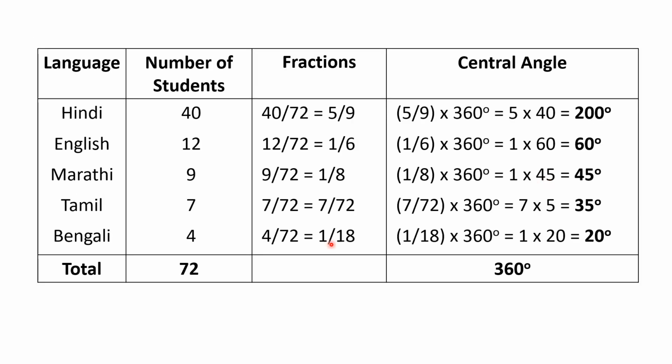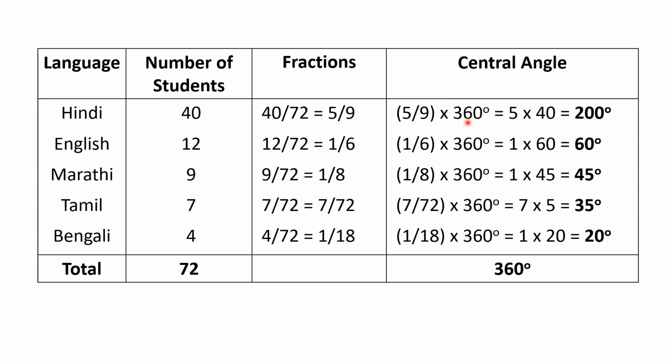So we make a table of 4 columns. The first 2 columns are the same as given in the question: language and number of students. Then we take the fractions. Fractions means each item divided by total. So 40 by 72 is equal to 5 by 9, 12 by 72 is equal to 1 by 6, 9 by 72 is equal to 1 by 8, 7 by 72 is 7 by 72, 4 by 72 is 1 by 18. Now multiply these fractions in the column titled central angle by 360 degrees.